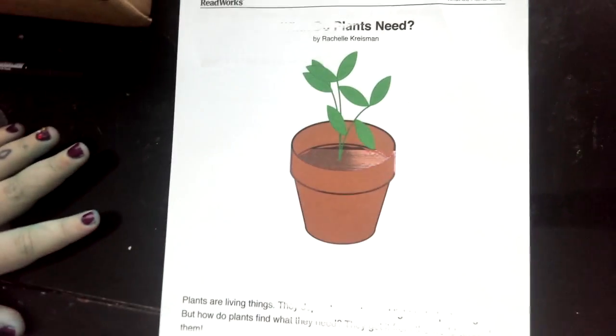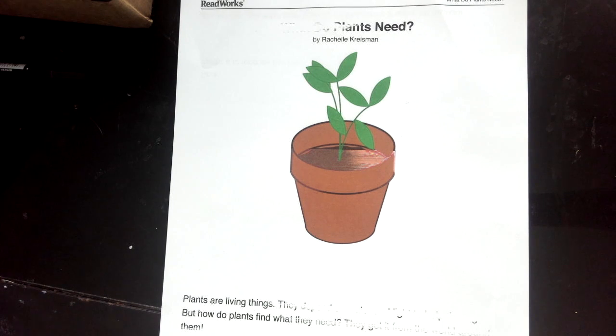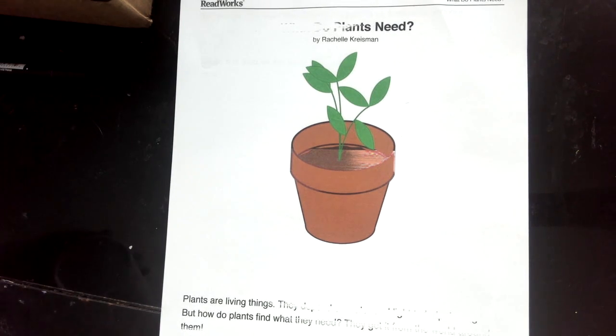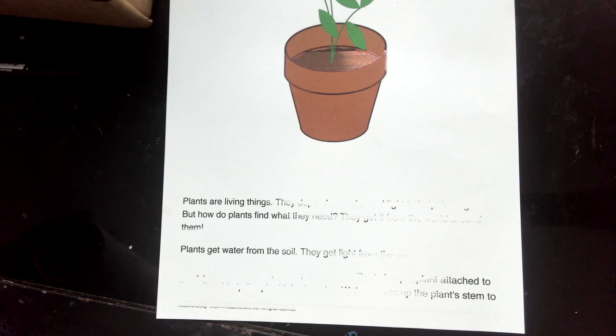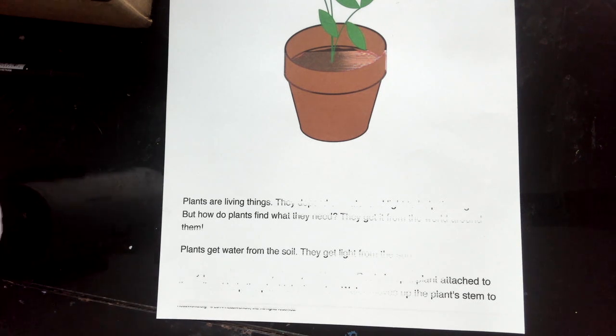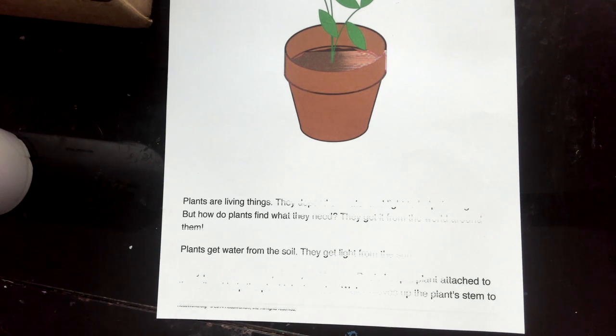What Do Plants Need? By Rochelle Kreisman. Plants are living things. They depend on water and light to help them grow. But how do plants find what they need? They get it from the world around them. Plants get water from the soil. They get light from the sun. Many plants have roots, stems, and leaves. Roots keep a plant attached to the soil and help the plant take in water. Water moves up the plant's stem to the leaves.